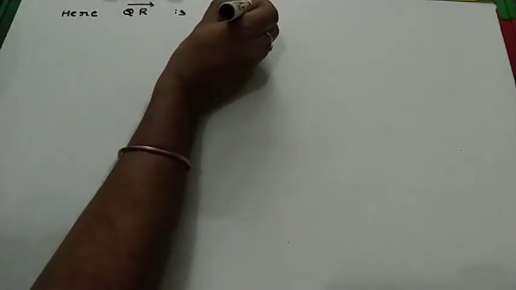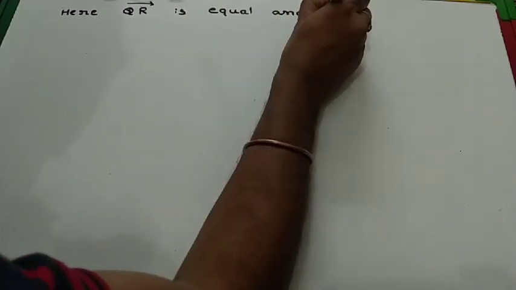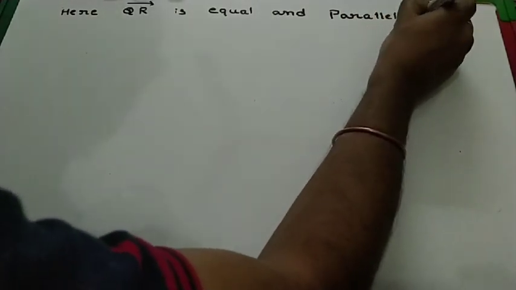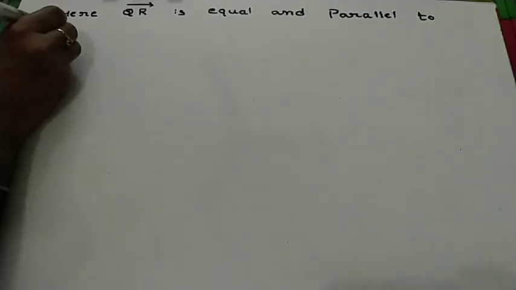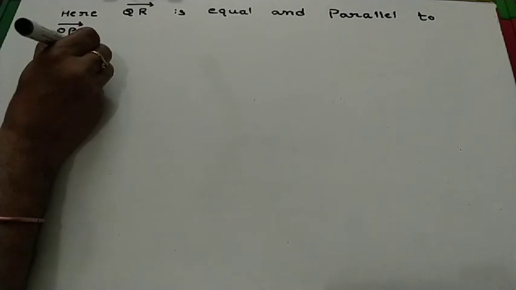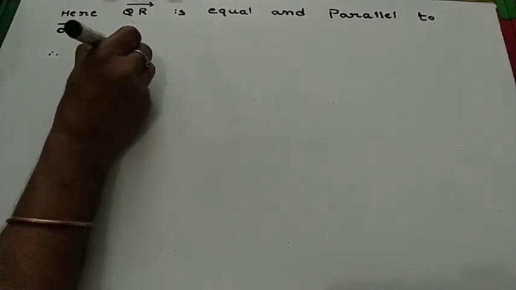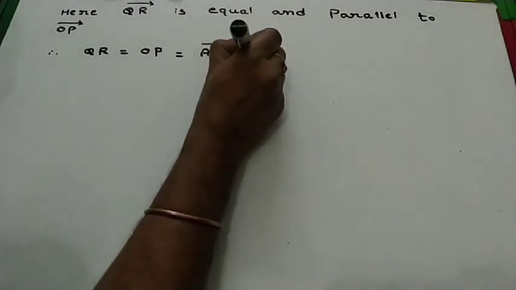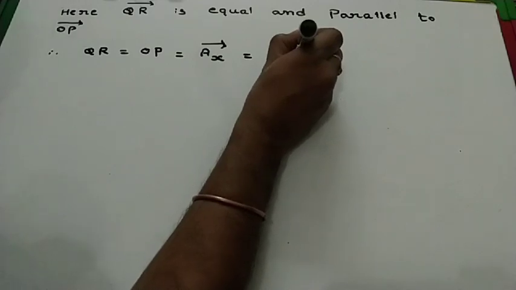Here QR is equal and parallel to OP. Hence, therefore, QR is equal to OP is equal to AX vector, that is equal to AX I cap.